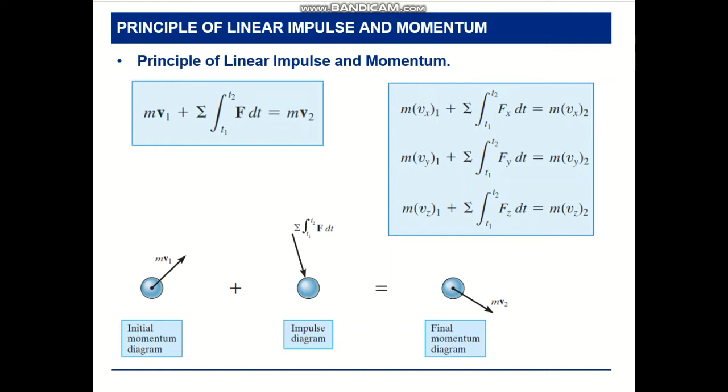We can divide it into x direction, y direction and z direction, because it's a vector quantity and we cannot mix them up. An x direction velocity and force must be represented in the x direction, so we divide into components. After that we can gather and sum them up, and end up with the total momentum and impulse diagram or equation.